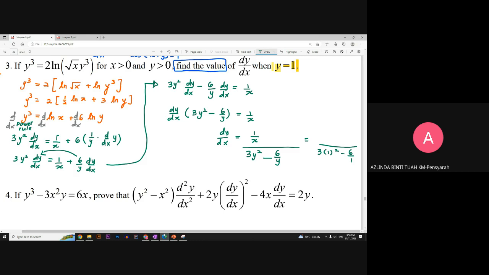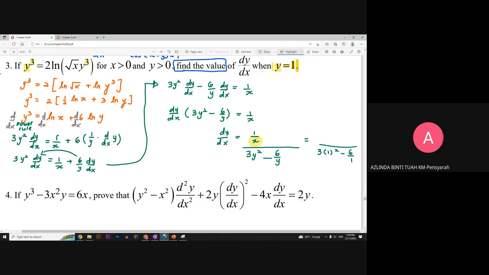6 over 1. Okay. As I said earlier, find the value means we have to leave the answer in numbers. Mesti dapat jawapan dalam bentuk nombor sahaja. Cannot have any kind of variable. Tetapi dekat bahagian sini, I have x. So, x ini perlu kita cari nilai dia berapa. How? By taking y equals to 1, substitute into the equations yang dibagi daripada soalan asal. So, when y equal to 1, here put the 1 power of 3 equals to 2 ln sec x times y power of 3. Okay.